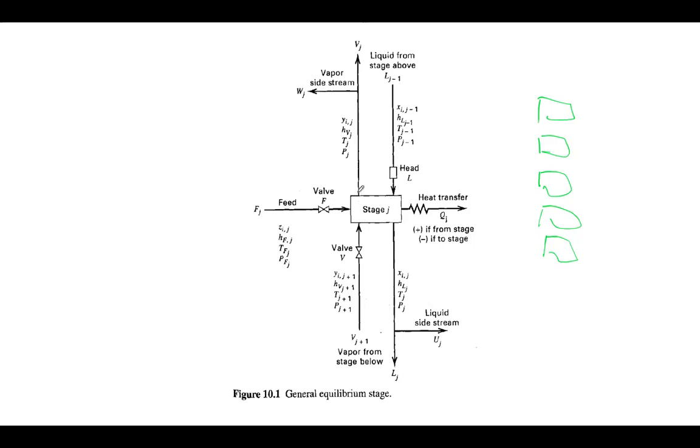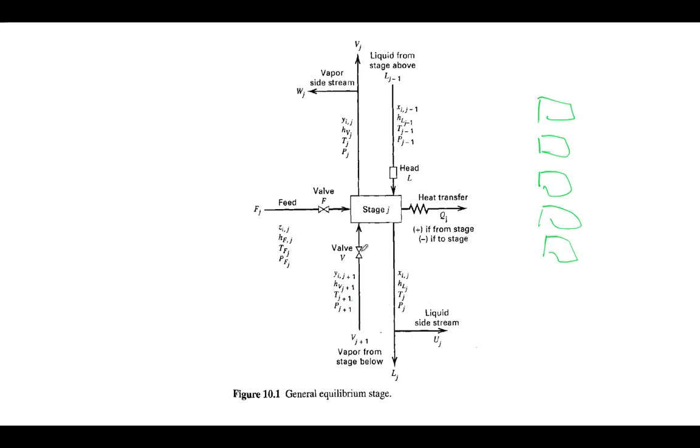Okay, and in this stage, from below we have V_j+1, which is the vapor stream from the stage below. This also brings properties with this vapor, including the vapor composition y_i,j+1, the enthalpy of the vapor H_V,j+1, the temperature, and also the pressure. Usually we assume that P is the same, right? But if we have a different pressure, then this becomes a variable.